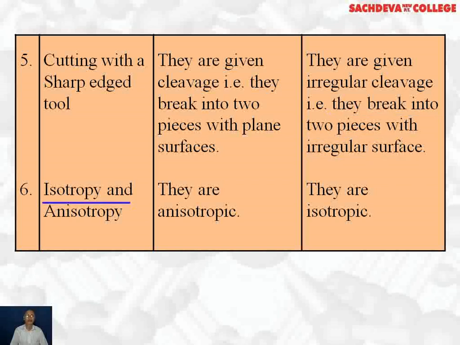Next is isotropy and anisotropy. Crystalline solids are anisotropic. Anisotropic means that they have different properties in different directions, different optical and electrical properties. Whereas amorphous substances are isotropic. It means that they have the same optical and electrical properties in all directions.